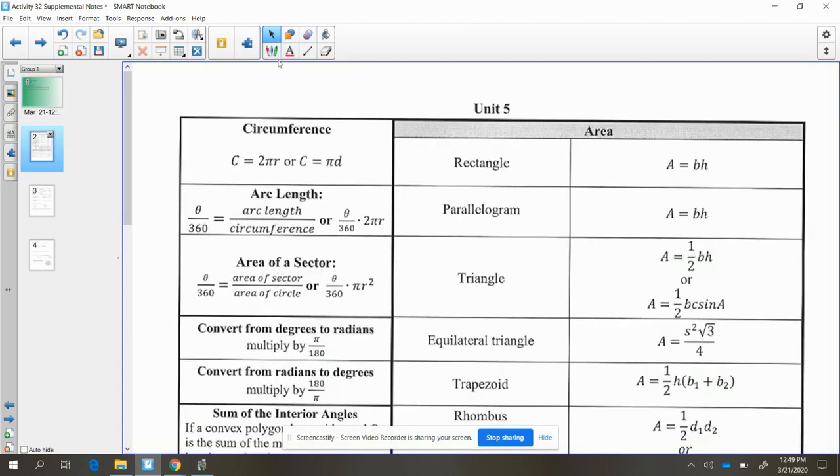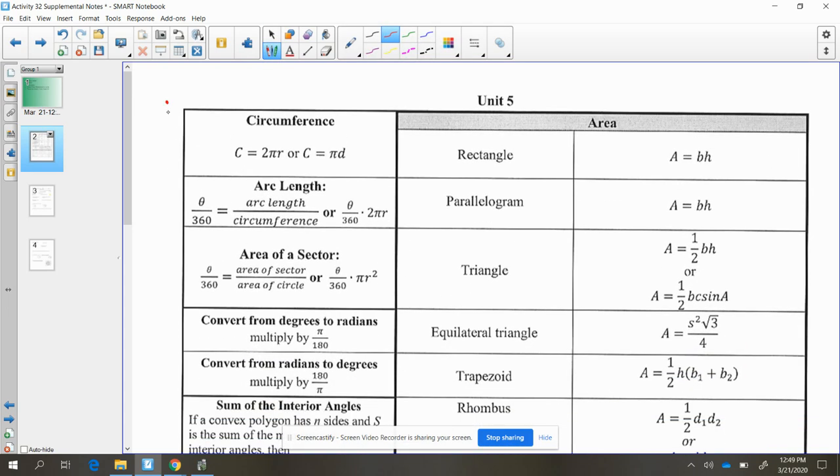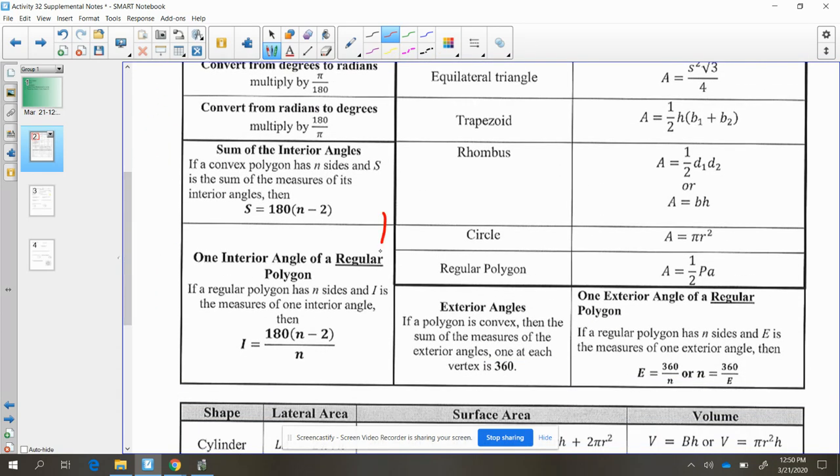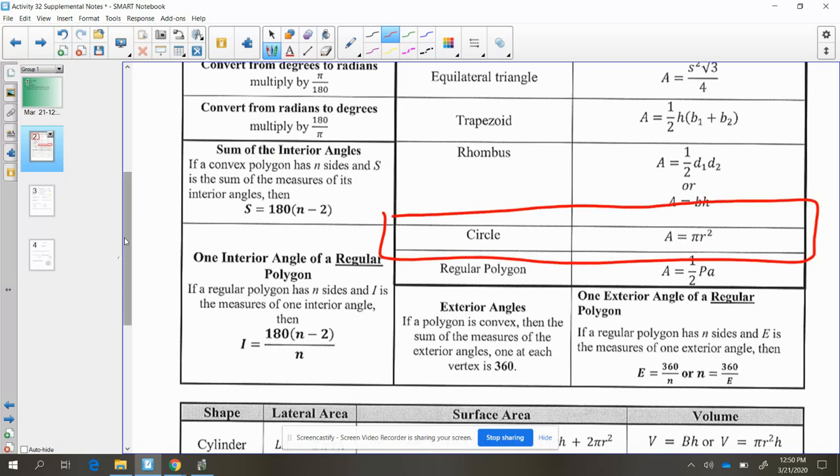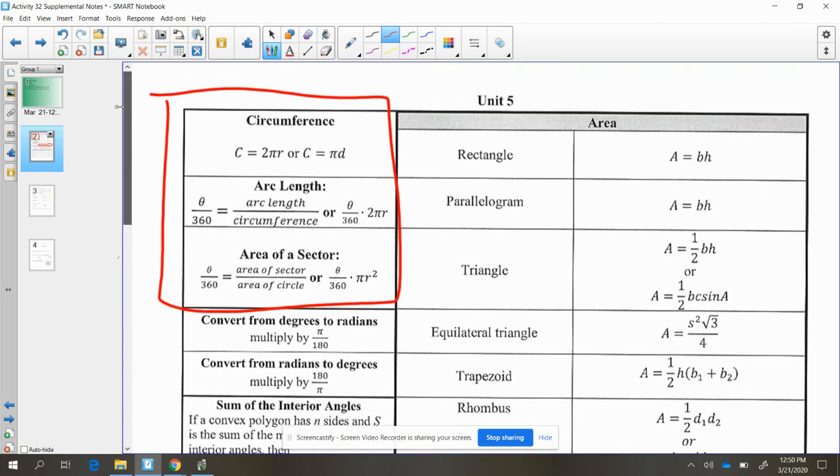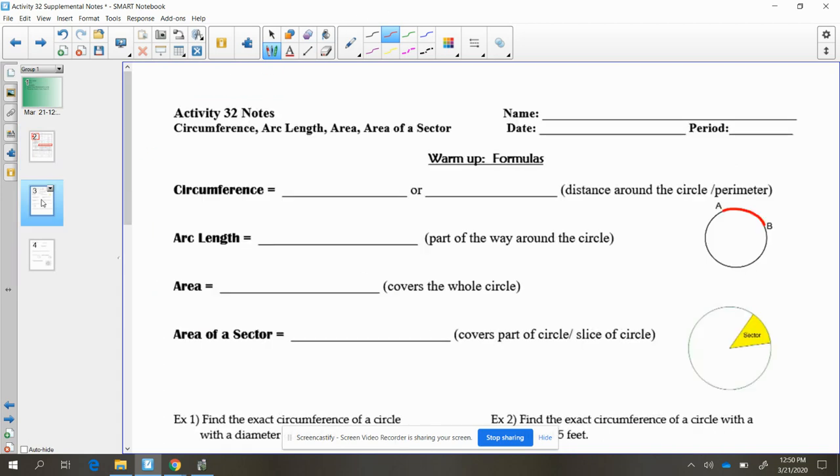Now on the formula sheet, we are going to be focusing on these formulas right here: circumference, arc length, area of a sector, as well as the area of a circle, which is right here. Something to note, this measure here is called beta, a Greek letter, and all it means in the case of our formula sheet is angle measure. It's going to be talking about an angle measure, which will hopefully make sense after we talk about the notes.